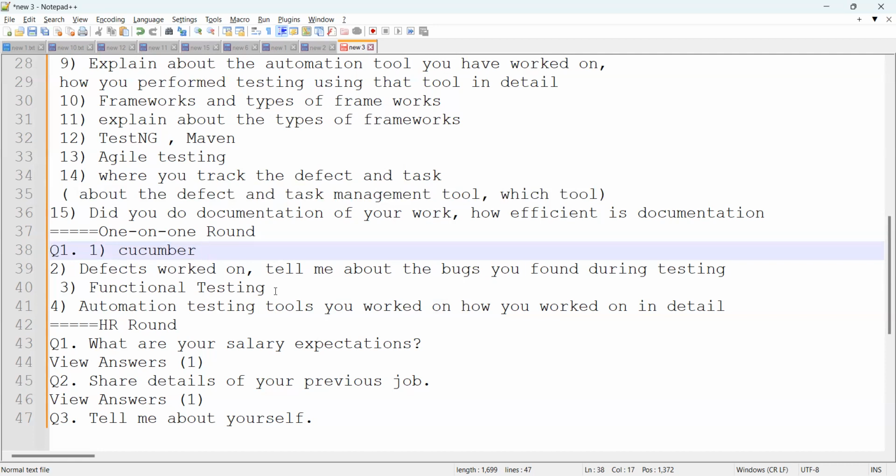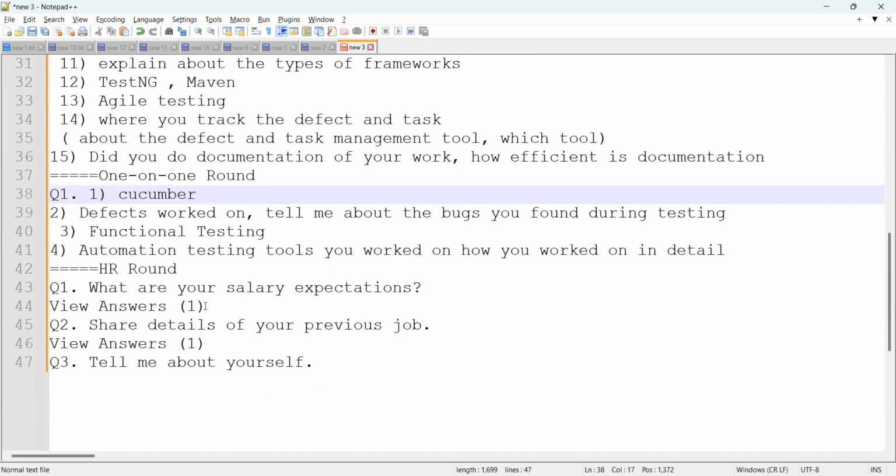Functional testing: what all functional testing you have done, how you started with writing test cases, what all things you have done. Again, a question is about the automation testing tools you have worked on. If you are using tools other than Cucumber, and you mention anything, the question is more about the detailing of your previous interview round.